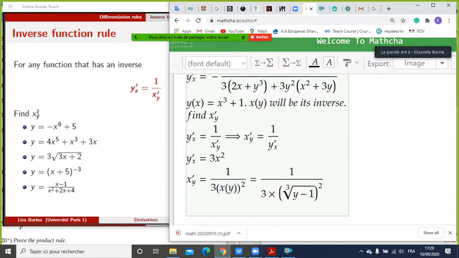Now for these exercises, I don't want you to find actual inverses, so you will be stopped here. That will be your last stage, because then substituting, you will always find something in terms of x, and it is okay. You don't have to do the substitution.